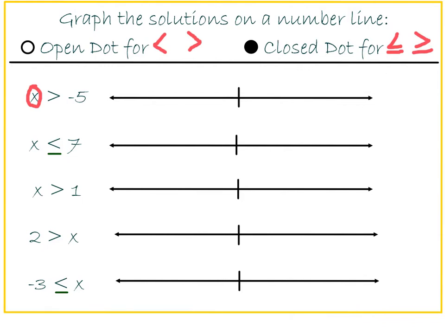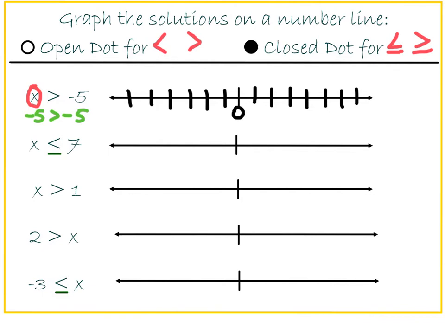So first thing we need to do is make sure that on our number line we have evenly spaced tick marks. And we always want to label 0 on our number line. So I'm going to label this tick mark right here, 0. Now, -5 is the number in question. So the first thing I want to ask you is, is -5 a solution to our inequality? Is -5 an actual answer for x? So we test it. Is -5 greater than -5?